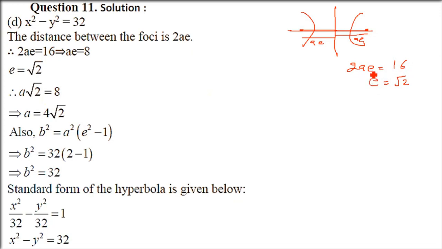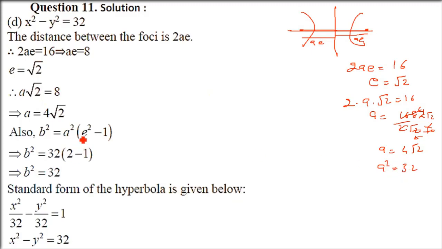So A can be found out. Just put E as root 2 here. So 2 into A into root 2 equals 16. 2 goes there, 2 8s are 16, so this is 8 by root 2. Now multiply numerator and denominator by root 2. Root 2 in the denominator will give you 2. This will be 4 root 2. So A square will be 4 into 4, 16, root 2 squared is 2, 16 into 2 is 32. So A square is 32.